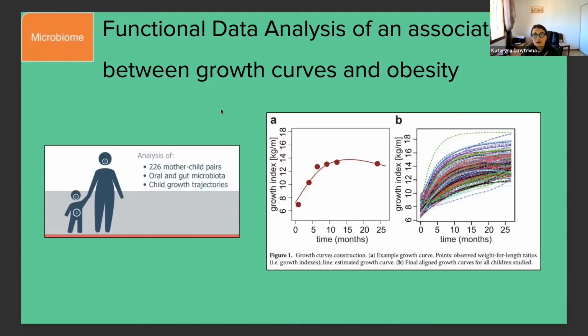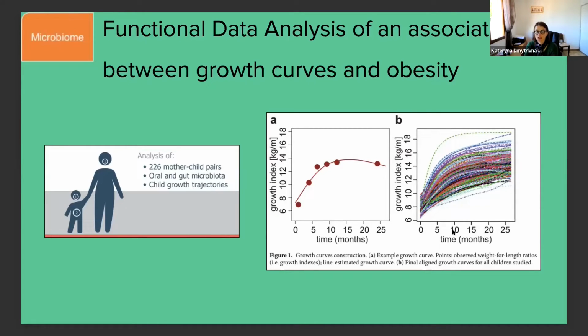So here we used an advanced statistical analysis technique called functional data analysis, because we built functions of child growth. So here on the y-axis is the growth index. So it's weight divided by height. And we had multiple time points. So we built a function of how the growth index changes across time from birth until the age of 2 years. And this is just for one child on the left, and this is for multiple children on the right. So there is quite a variety.